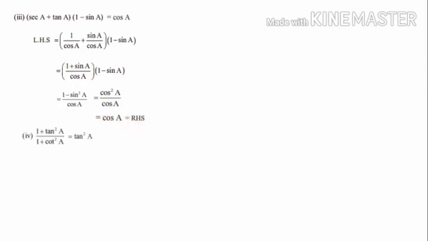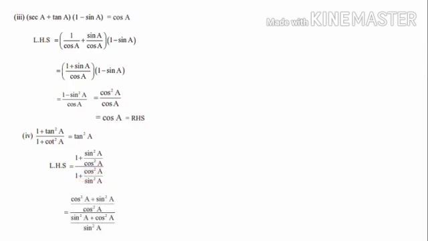Question number 4. We have to prove 1 plus tan square a divided by 1 plus cot square a is equal to tan square a. Here also let's take the left hand side and convert it into sin and cos. That is 1 plus tan a, in terms of sin and cos, is sin a by cos a. So here tan square a is there. It comes as sin square a by cos square a, divided by cot, whose formula is cos by sin. So here cot square is there. It comes as cos square a by sin square a.